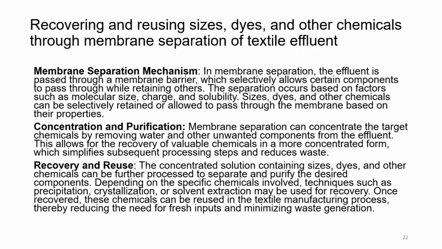Concentration and purification. Membrane separation can concentrate the target chemicals by removing water and other unwanted components from the effluent. This allows for the recovery of valuable chemicals in a more concentrated form, which simplifies subsequent processing steps and reduces waste. So, once it is removed, automatically the permeate becomes less in load of pollution.